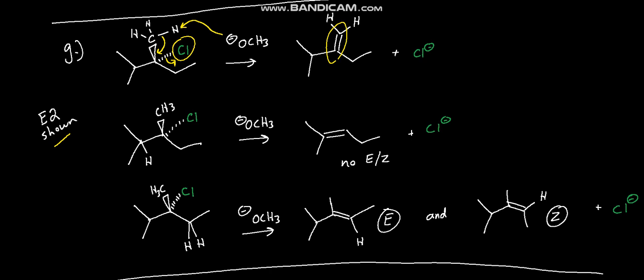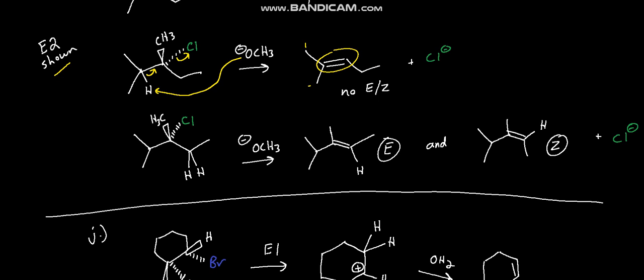In the second example, we pull off a different proton, also adjacent, kicking those electrons over. You get here, again, no easy configuration because you've got one carbon with two of the same group on it. Anytime you have one carbon of the alkene with two groups the same on it, there's no E or Z configuration.